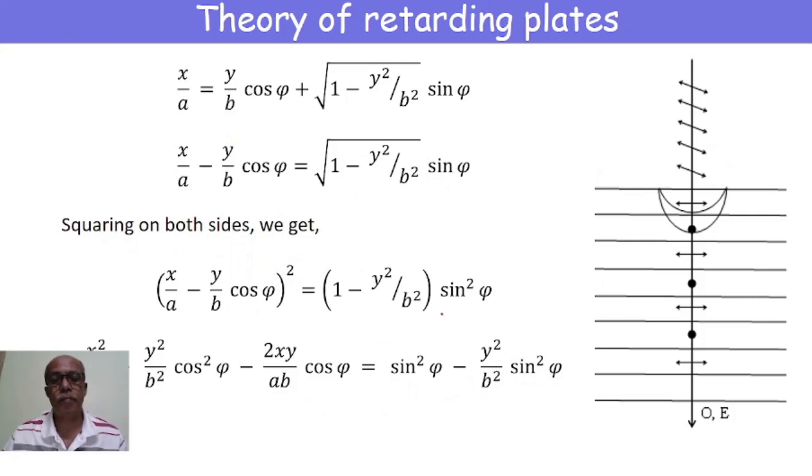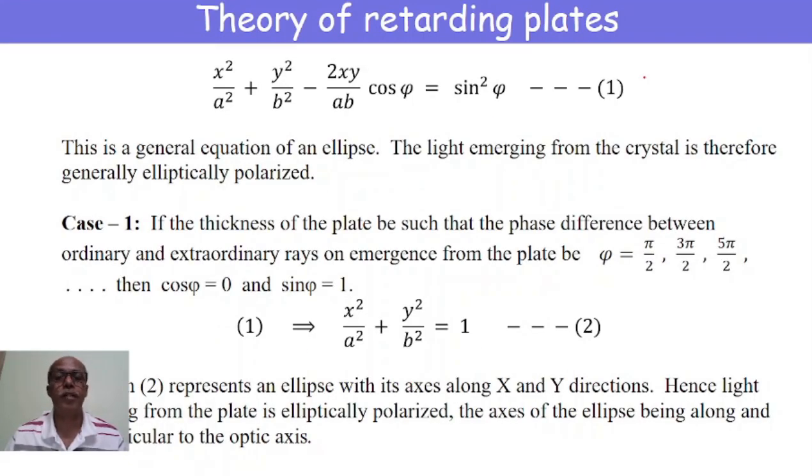So rearranging, I am bringing this to the left. On the LHS it becomes plus. So y square by b square is common, and sin square plus cos square is therefore 1. Therefore, in the next step it becomes x square by a square plus y square by b square minus 2xy by ab into cos phi, that is equal to sin square phi. I call it equation number 1. This equation 1 represents the general equation of an ellipse.